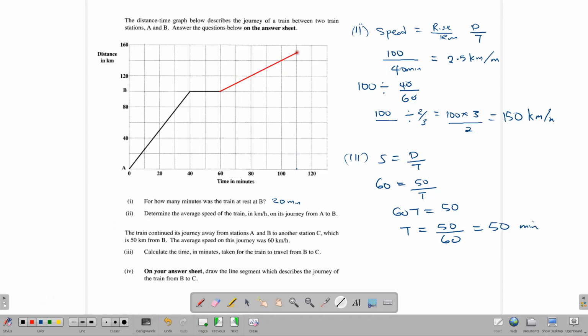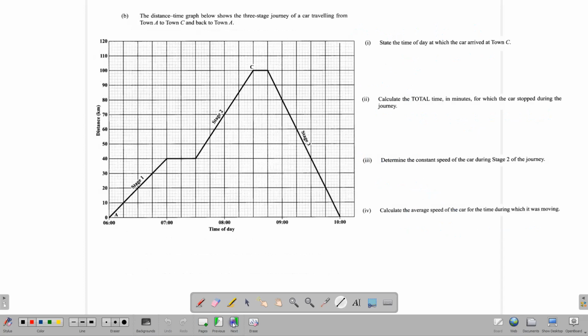That line would finish, would make sure that we have answered the question correctly. So that would be our line segment, and that answers this question. Let's move on to another one.